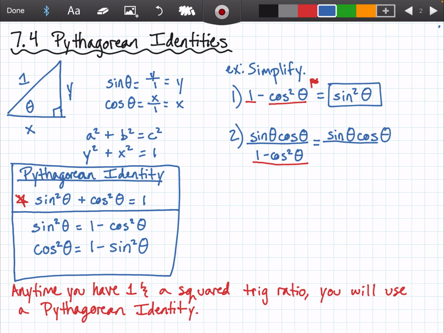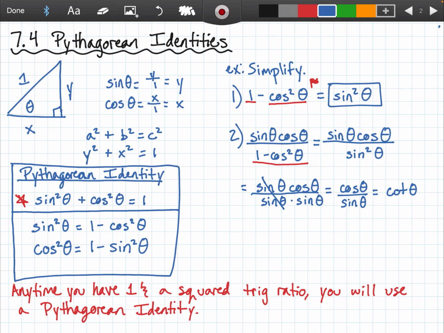I know that 1 minus cosine squared, if I go look over here at my different ways I can write that, is sine squared theta. Just a reminder as to what sine squared means: that's like sine theta times sine theta. Now I have only multiplication and division. Because of this, I can cancel out those sines. So I get cosine theta over sine theta. And if you look from last time, that leads us to cotangent theta. And there we have another lovely example.